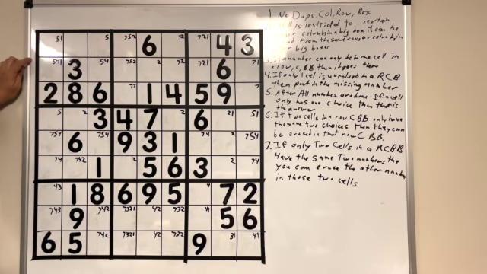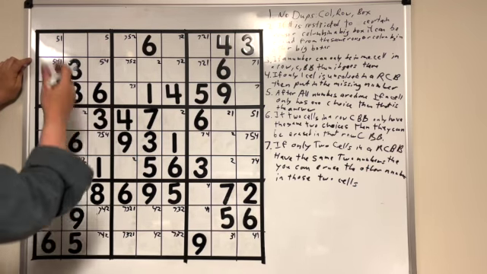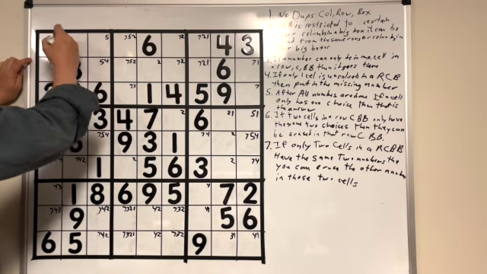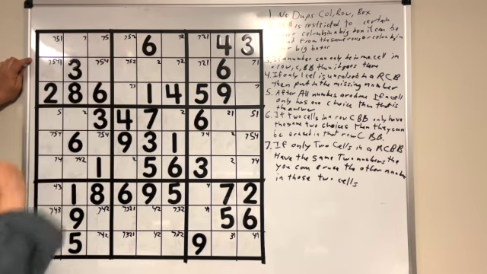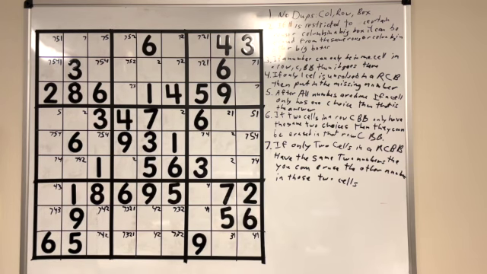Okay. How about this guy? No help, no help, no help, no help. 7 can just go everywhere that's empty. So that's these 5 boxes. Okay. Good. So 7s are done. All right. How about 8s?